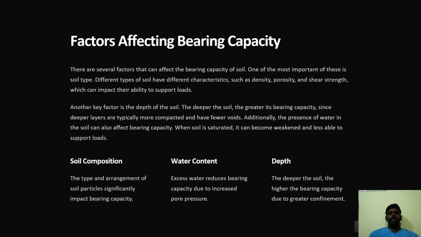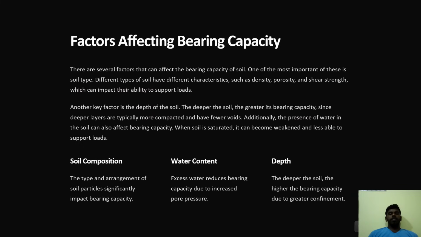Factors affecting bearing capacity. There are several essential factors that can affect the bearing capacity of soil. One of the most important of these is soil type. Different types of soils have different characteristics such as density, porosity, and shear strength, which impact their ability to support loads.